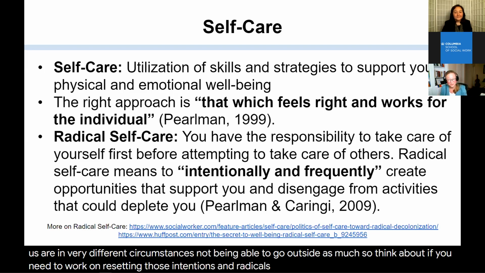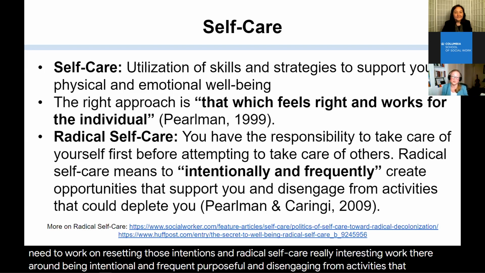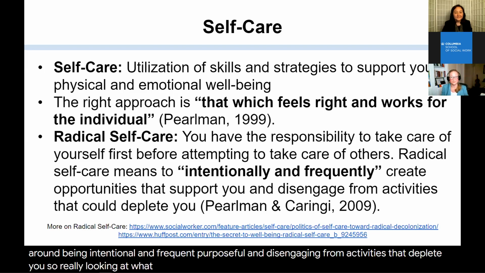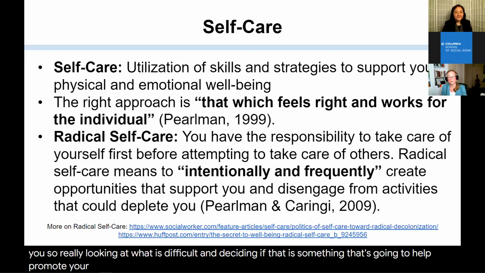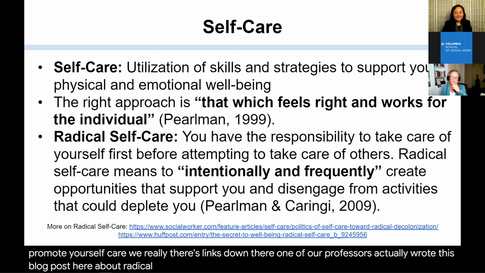And radical self-care, really interesting work there around being intentional and frequent, purposeful, and disengaging from activities that deplete you. So really looking at what is difficult and deciding if that is something that's going to help promote your self-care. There are links down there. One of our professors actually wrote this blog post here about radical self-care and decolonization. So check that out along with a Huffington Post article.